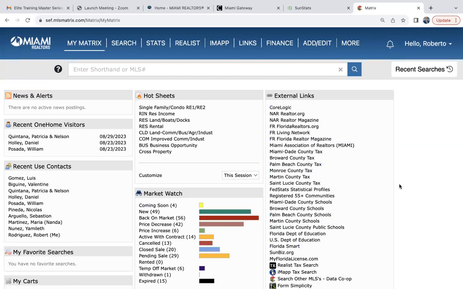We are covering today our market stats. We're going to go over the inventory analysis and show you how to pull certain market stats that will help you with your sellers and your buyers using different tools like the MLS. We're also going to use SunStats. And finally, we will use RPR.